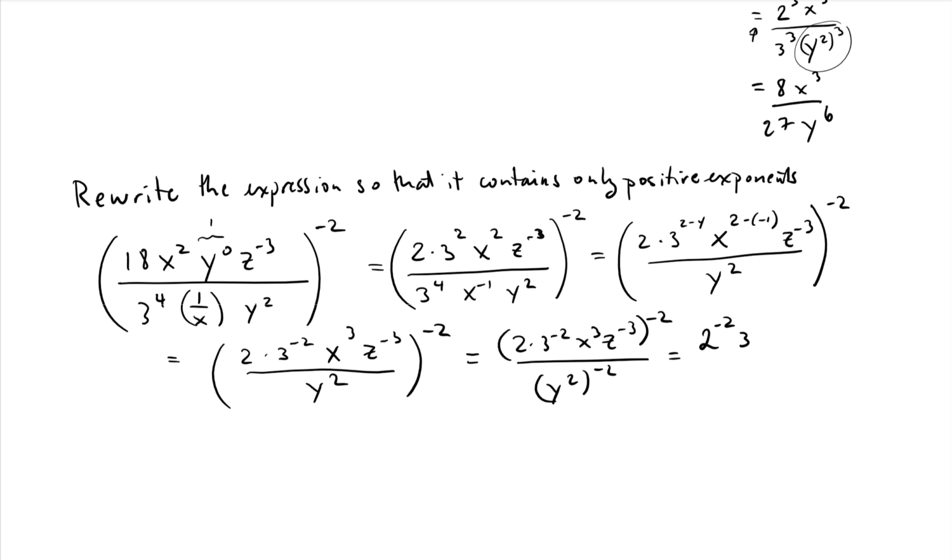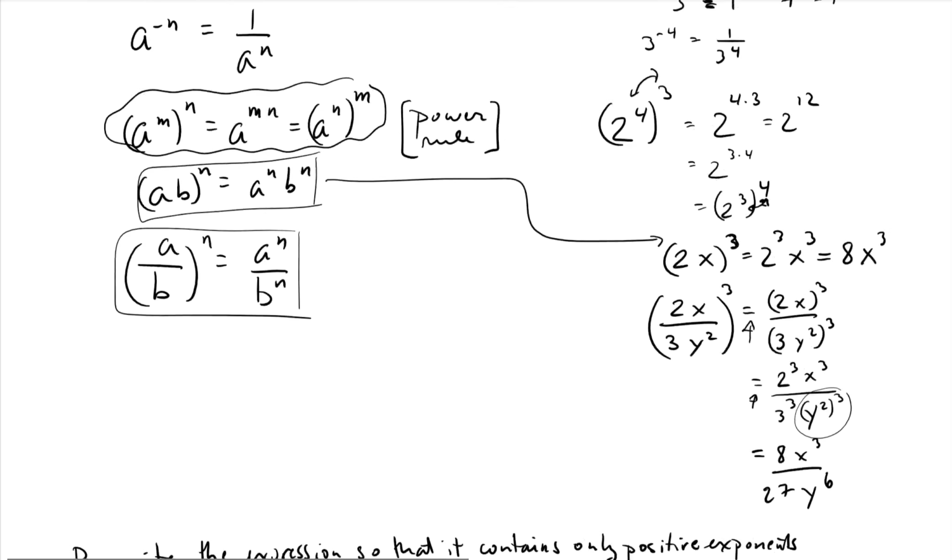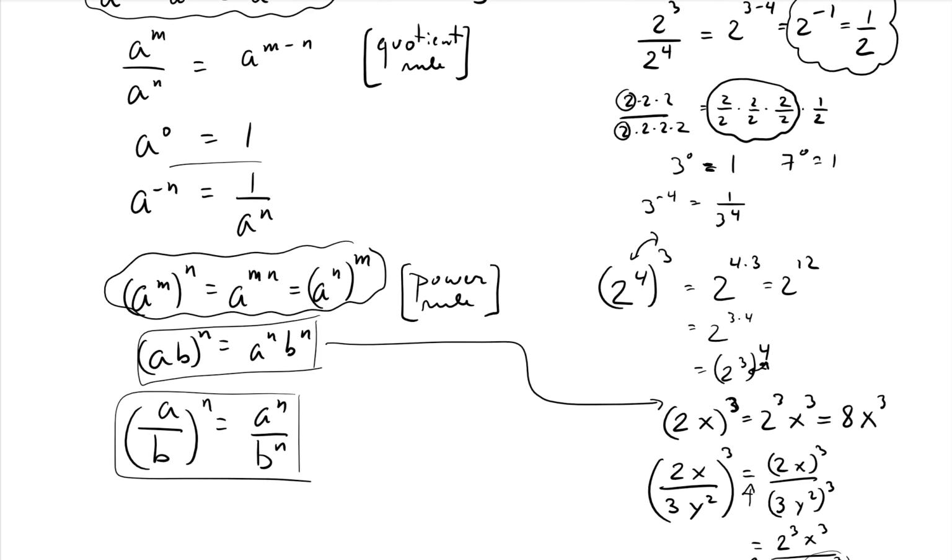I'm applying essentially the power rule here. So minus 2 times minus 2 is 4. X to the minus 3 times minus 2, minus 6. Z to the 6 over y to the minus 4, like that. And now I've got negative exponents, but I know how to handle those using this rule right here, okay?